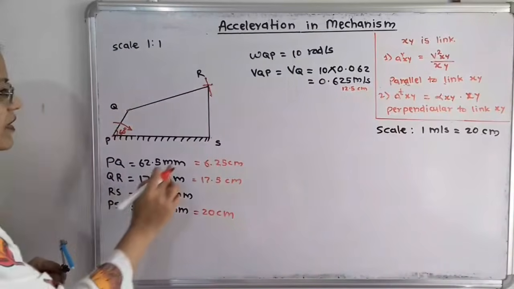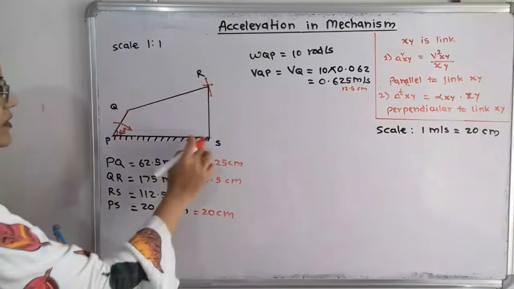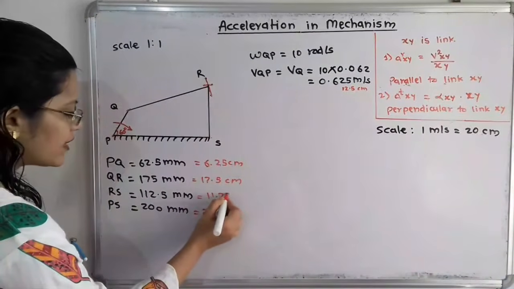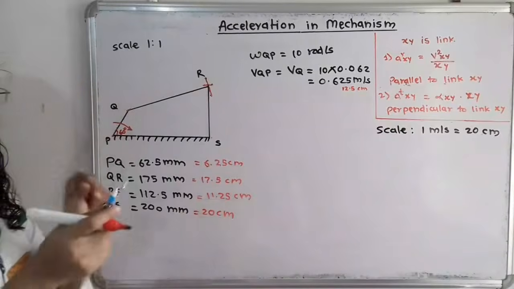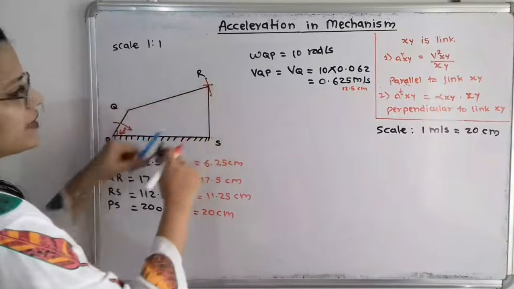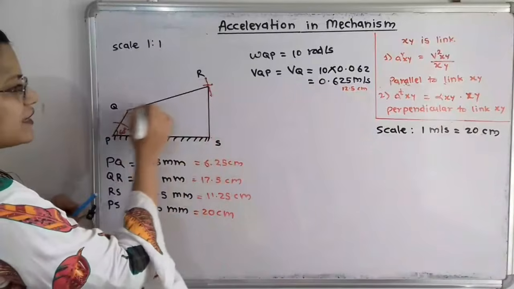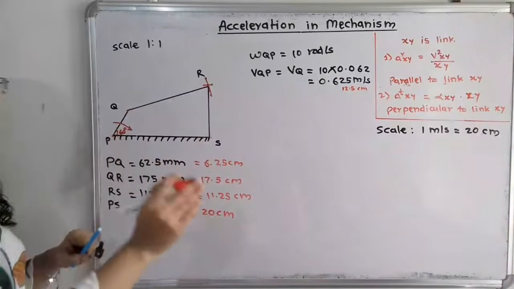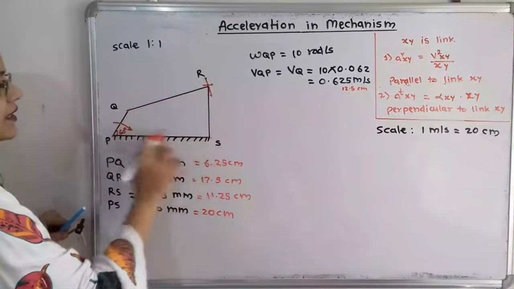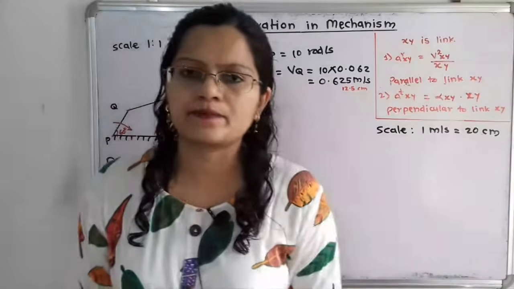In the same way we use S as the center, and the distance SR is given as 112.5 mm, that is 11.25 cm. We take the distance 11.25 cm with S as the center and mark one arc. Here is the point of intersection. If we join these two points, we get QR and RS. It is also given that the point R and these links are on the same side of the fixed link PS. In this way the diagram is completed.